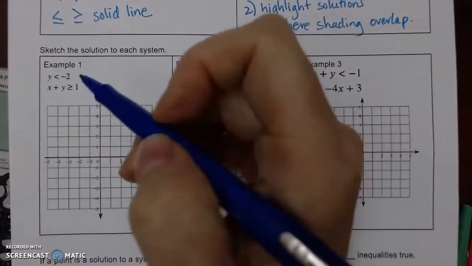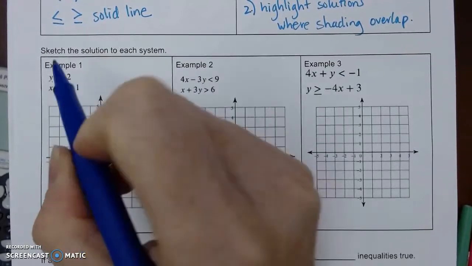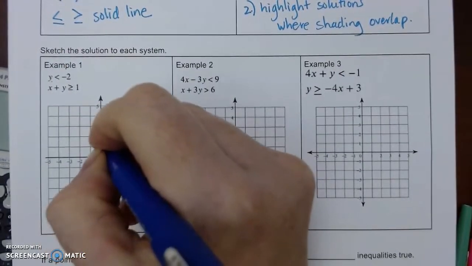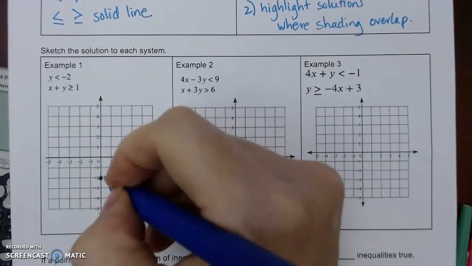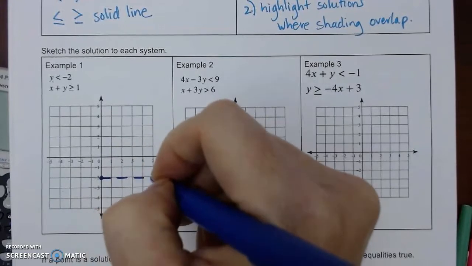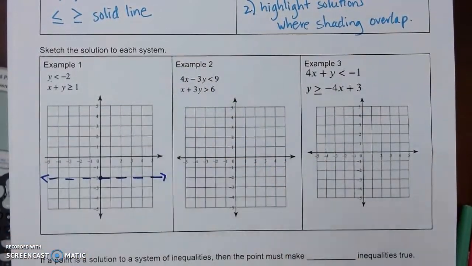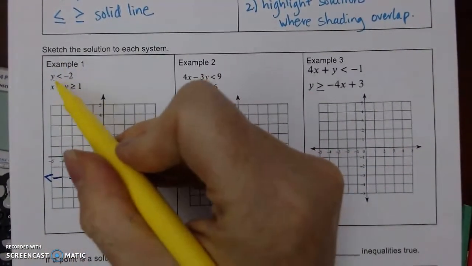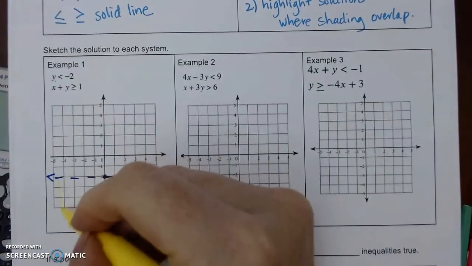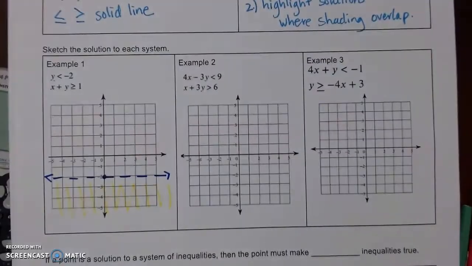So number 1, if we have y is less than or equal to -2. You go to the y at -2, and it's going to be a horizontal line. Since we don't have the bar, we're going to make this dotted. Now, since I want less, that means below, so I'm going to shade below. And we just want to make it light.